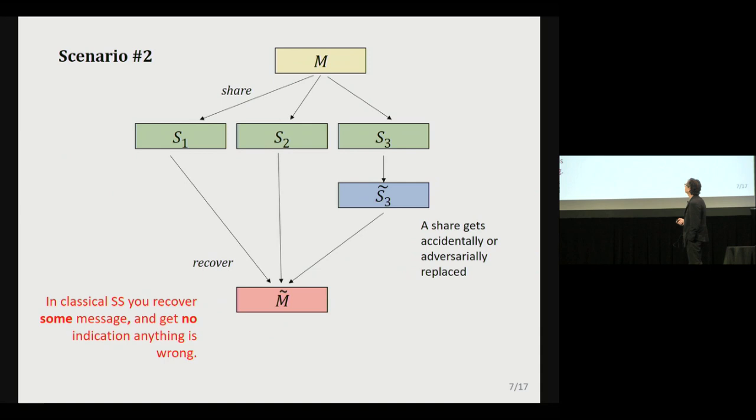Here's a different scenario. You are reconstructing shares, and perhaps by accident, or perhaps by adversarial means, one of the shares has gotten corrupted. Well, with classical secret sharing, when you apply recover, you get a secret, always. And in fact, with something like Shamir secret sharing, if you get to see the other shares, then you can arrange your share, if you're adversarial, to reconstruct any secret that you desire. This is the exact opposite of the kind of authenticity guarantee that one might hope for in a secret sharing scheme.